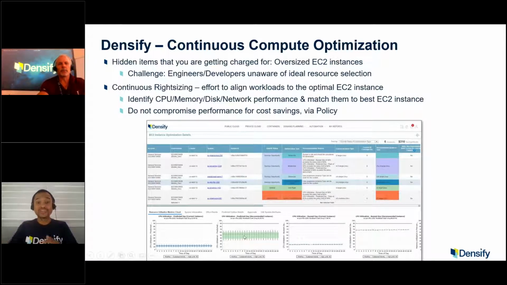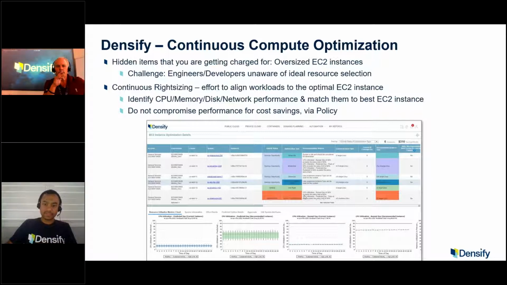And then we educate again by showing you what that workload would look like. So now you see, this is what your current workload looks like on the C4 2xlarge, and here's what it would look like on the R5A large. So education is the key here, informing your engineers.